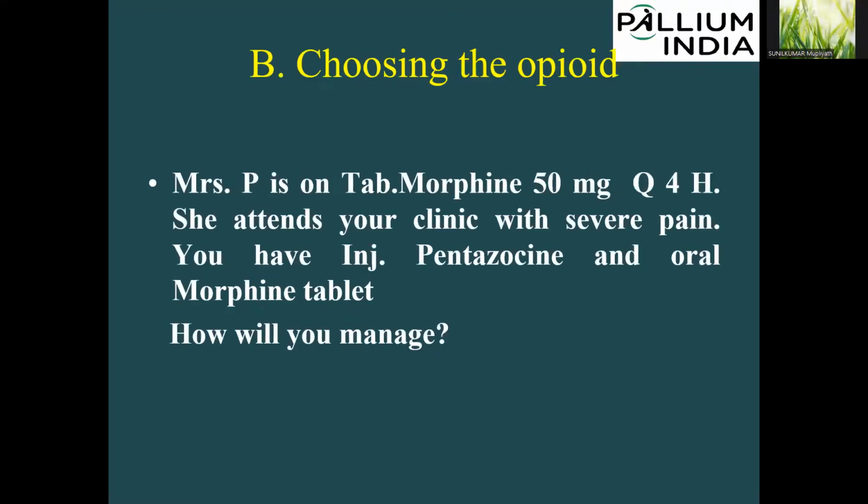So this is another patient, Mr. P, who is on tab morphine 50 milligram 4 hourly, and attends your clinic with severe pain. You have injection pentazocin and oral morphine tablet. How will you manage this patient?